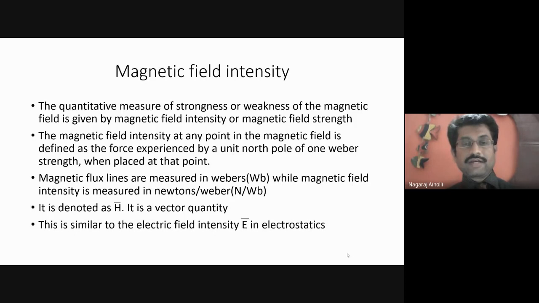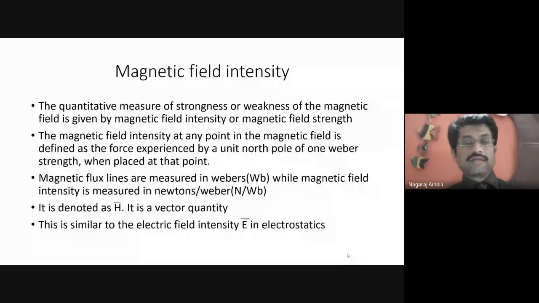Similarly, the unit of magnetic field intensity is Newtons per Weber. It is denoted as H bar, and it is a vector quantity. Why is it a vector quantity? Because it is the measurement of force, depending on the force experienced by a unit north pole. Force is a vector quantity because it is along a particular direction. If you apply the force from left to right, the object will move from left to right. If you apply the force from right to left, the object will move from right to left. Force is a vector quantity, and hence magnetic field intensity is also a vector quantity.